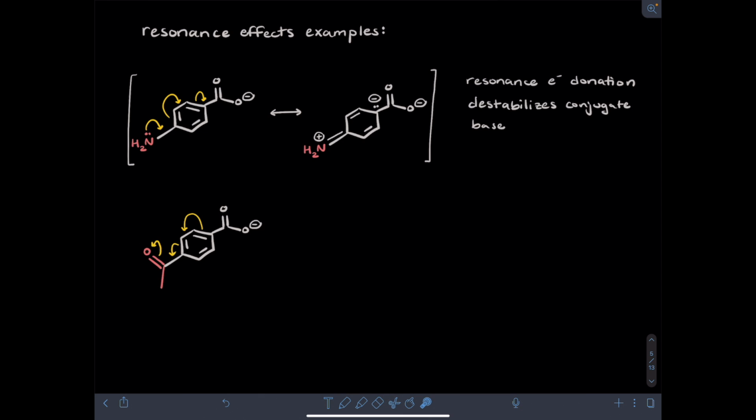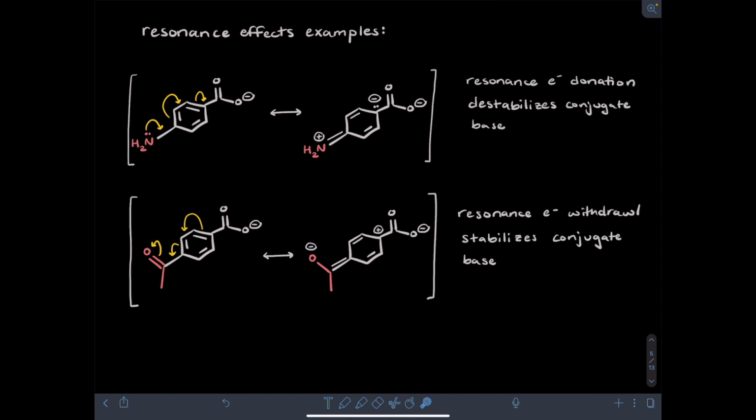In the example of the ketone substituted molecule, you can draw resonance where you're bringing electron density toward the ketone side of the molecule. One of the resonance structures you could draw would place a positive charge adjacent to the negative charge of the carboxylate. Having this type of resonance is favorable because you get positive and negative charges close to each other. So the electron withdrawing ketone group stabilizes the conjugate base, the carboxylate anion.